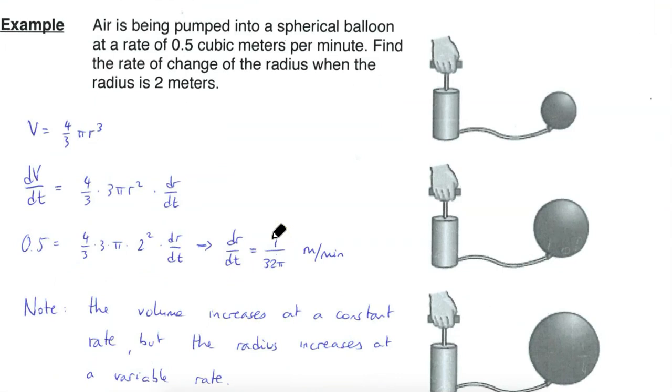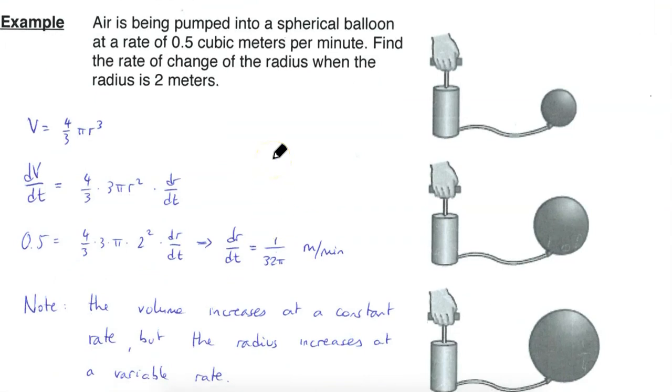So here's the example we are going to work with. Air is pumped into a spherical balloon at a rate of 0.5 cubic meters per minute. Find the rate of change of the radius when the radius is 2 meters. So we have a big balloon, we're pushing air in at a constant rate. This hand is just moving down constantly, pushing air constantly, and that constant rate is half a cubic meter every minute. At what rate is the radius changing when the radius is 2 meters?